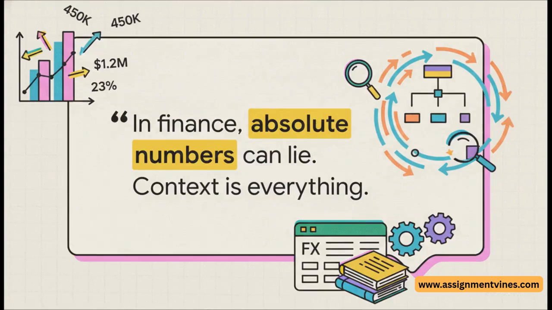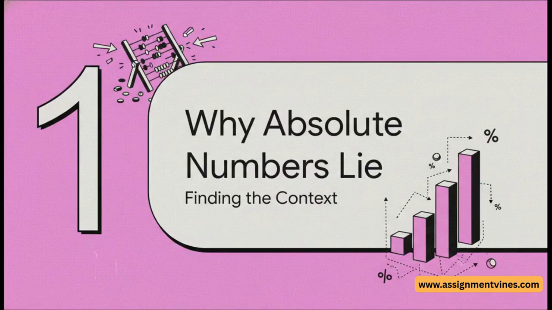And that really gets to the heart of what we're talking about today. It's this idea that in finance, raw numbers can totally lie to you. See, our whole job as analysts, the entire point, is to find the context that makes those numbers mean something. Okay, so let's dig into why. Why can't we trust these numbers by themselves? Why is a $2 million jump in cash kind of meaningless on its own?